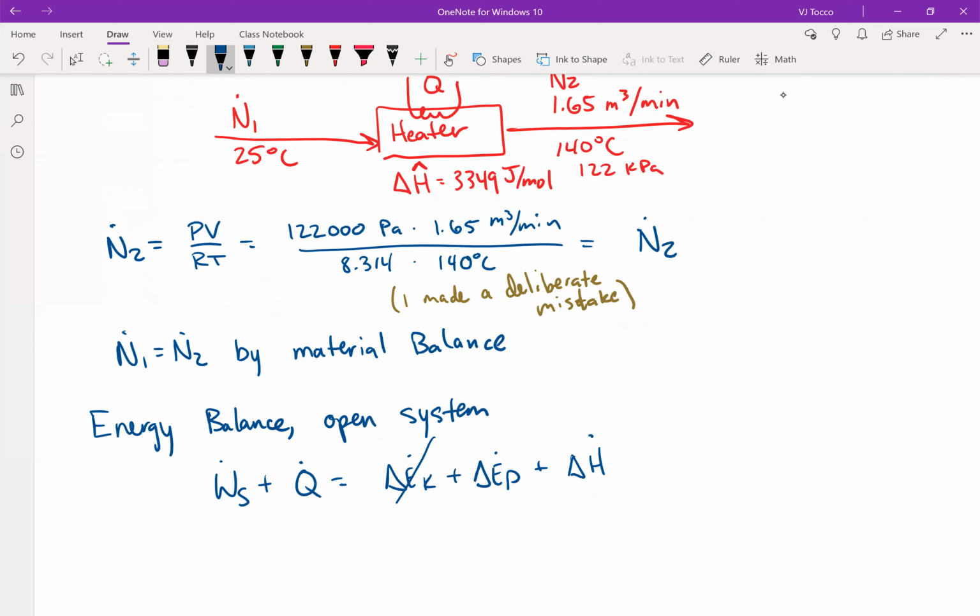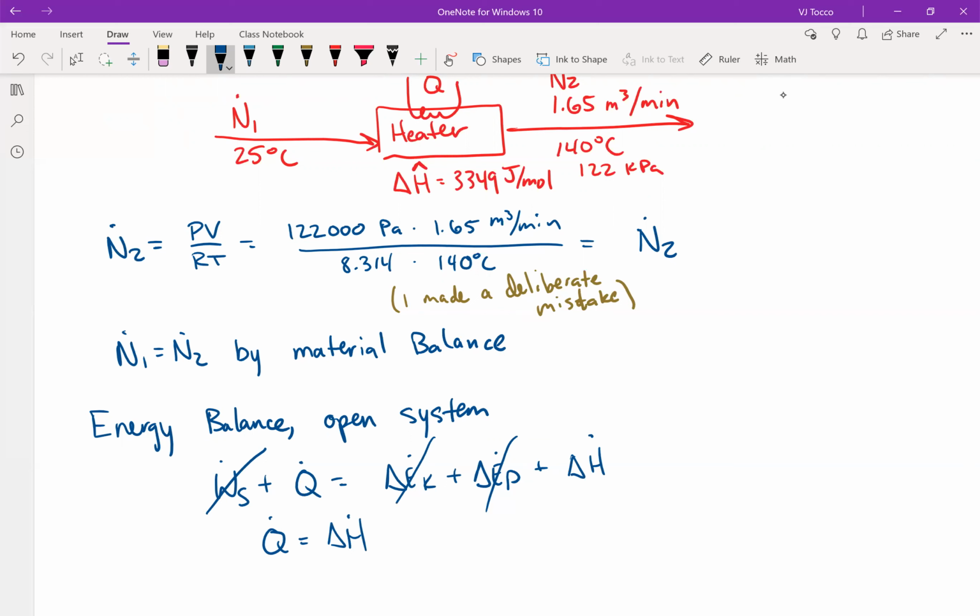The problem says kinetic and potential energy changes are negligible. And I also don't have any shaft work. When I say shaft work, I mean something being stirred or some type of work being derived if this is a turbine or something, but it's not. So there's no shaft work, and my energy balance reduces to simply Q is equal to delta H.